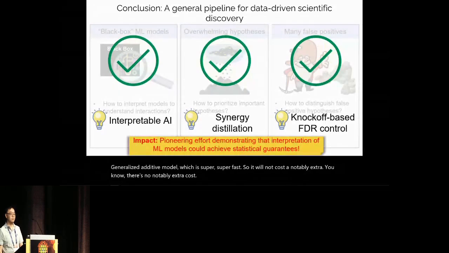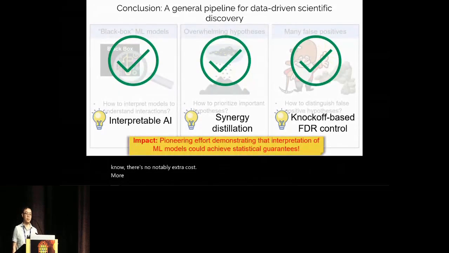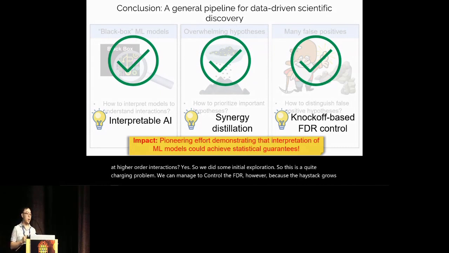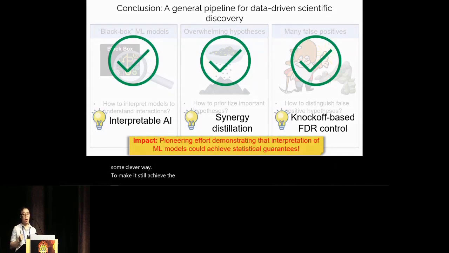More questions? Thanks for your talk. Have you thought about going beyond pairwise interactions and looking at higher order interactions? Yes, we did some initial exploration. This is quite a challenging problem. We can manage to control the FDR. However, because the haystack grows exponentially, it will definitely sacrifice the power. So we are trying to find some clever way to still achieve the power. This is ongoing work.